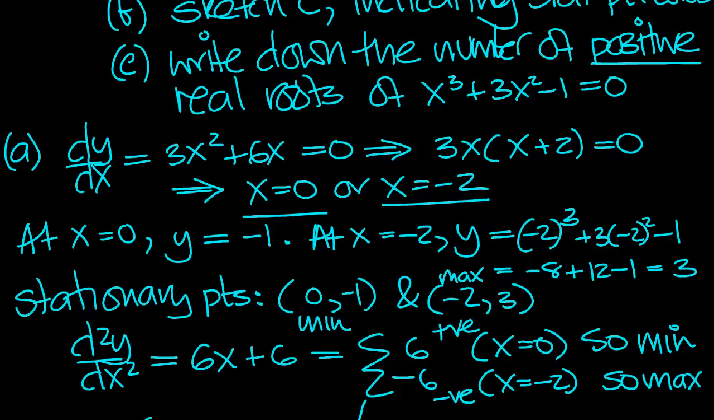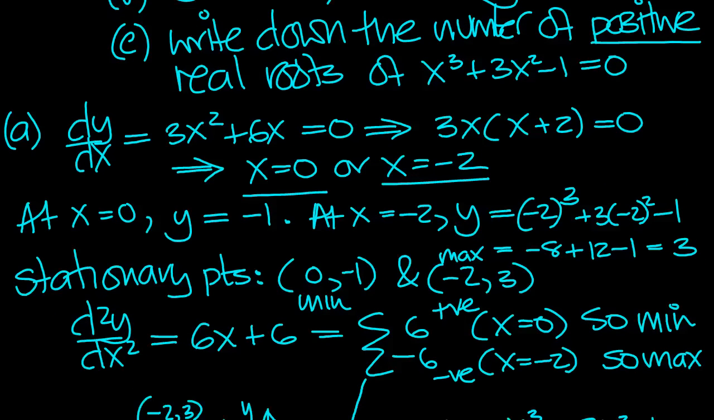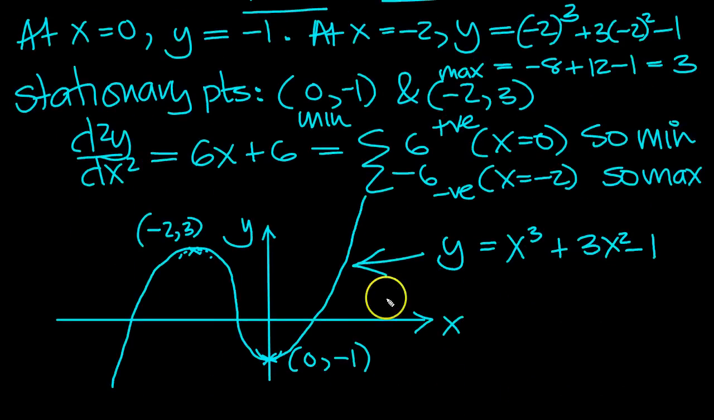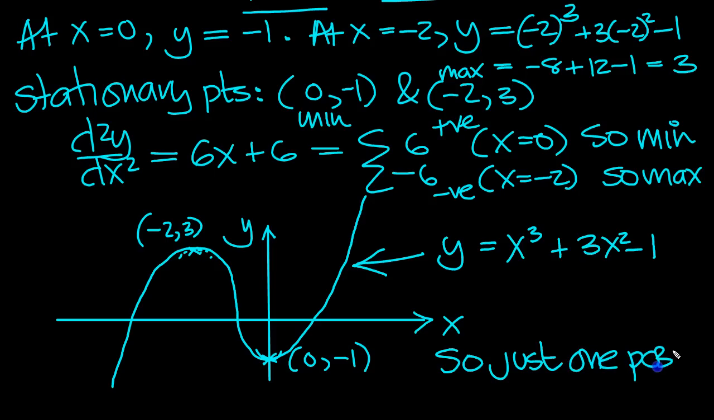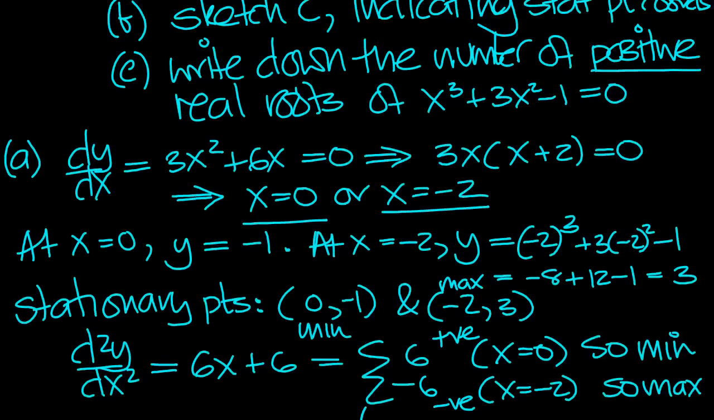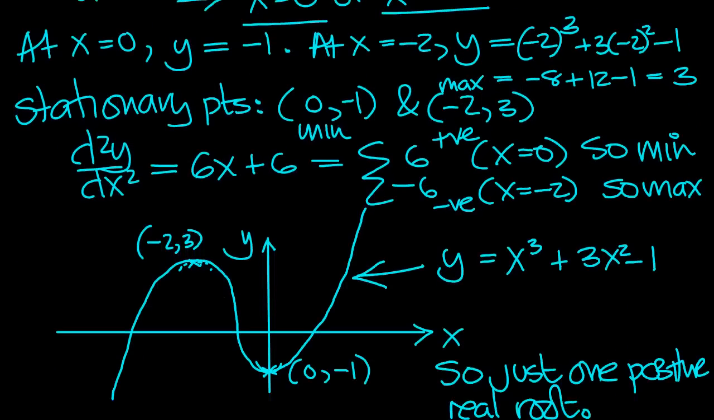Part C, write down the number of positive real roots of this thing equal to 0. Well, this equals 0 here, so there's just one positive real root. It doesn't ask for the value, it just says write down how many there are. Write down the number of positive real roots, so just one.